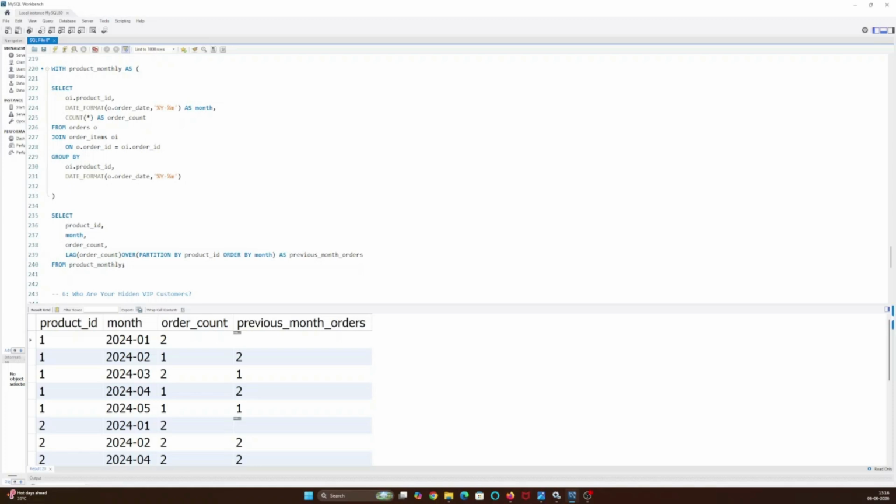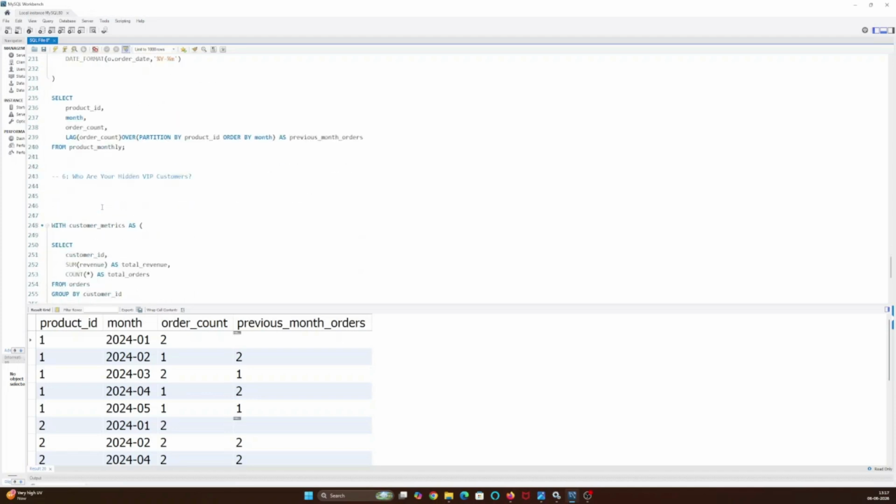Problem 6. Who are our hidden VIP customers? Most companies define VIP customers incorrectly. They only look at revenue. But let's think about this. Customer A spends 50,000 once. Customer B spends 10,000 every month. Which customer would you rather keep? Probably customer B. This is why we need a smarter approach.